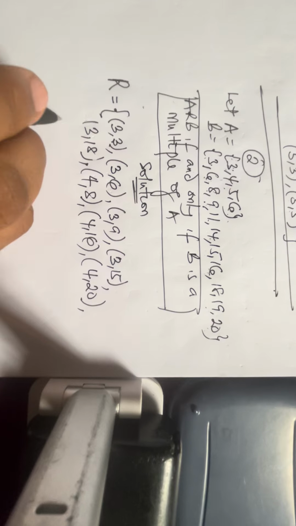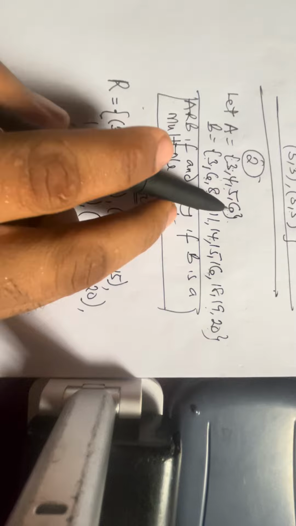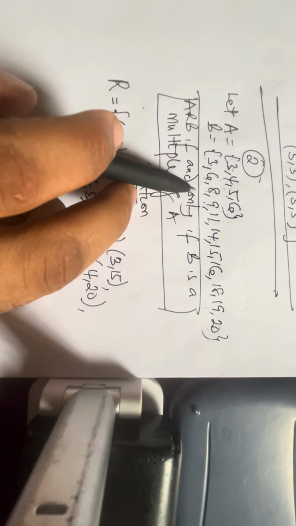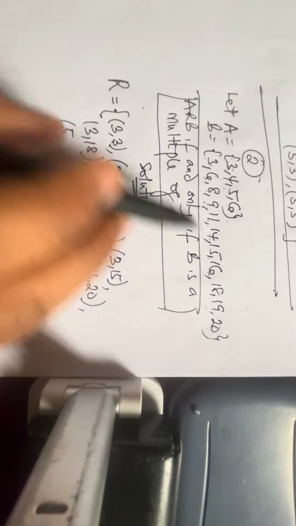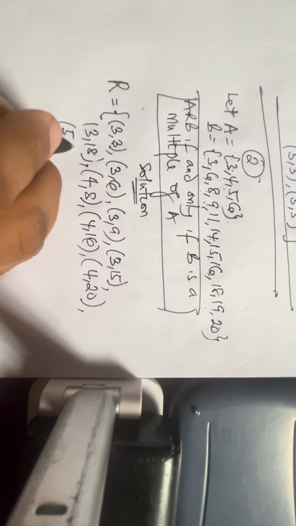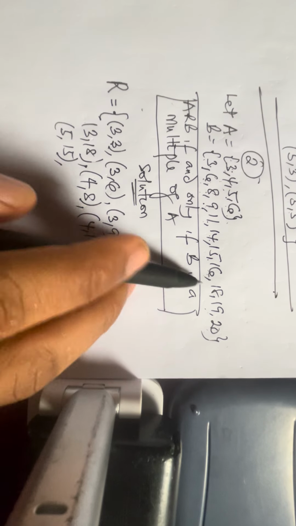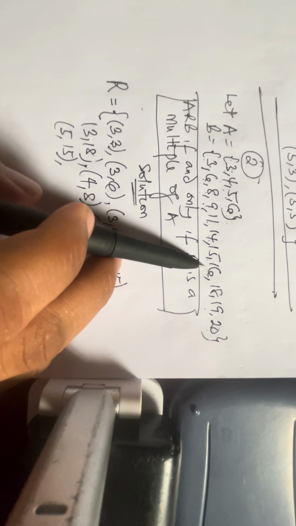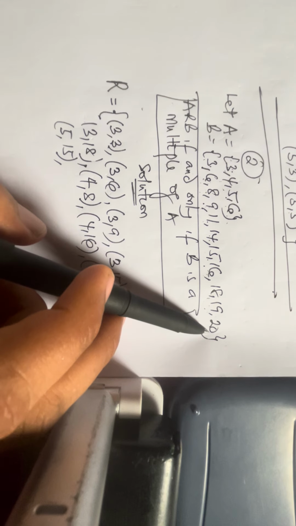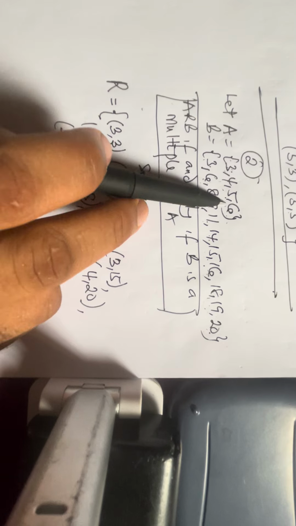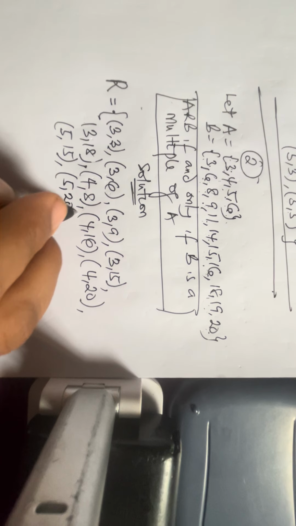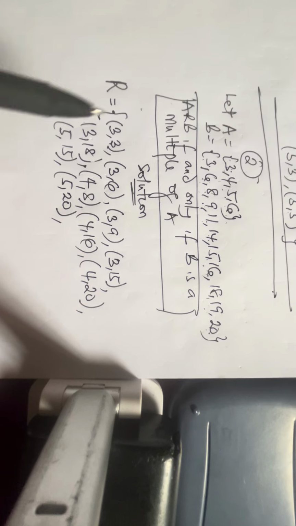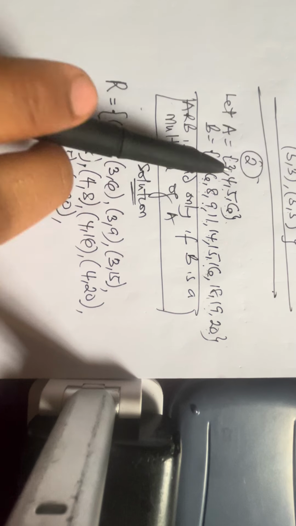Now let's go to 5. Can 3 divide 5? No. Can 6 divide 5? 8 cannot divide 5. 9 cannot. 11, 14 cannot, but 15 can. So the first one is 5 comma 15. Then can 16 go? No. 18, 19 no. 20 can divide 5. 20 divided by 5 is 4. So we say 5 comma 20. That's all for 5.